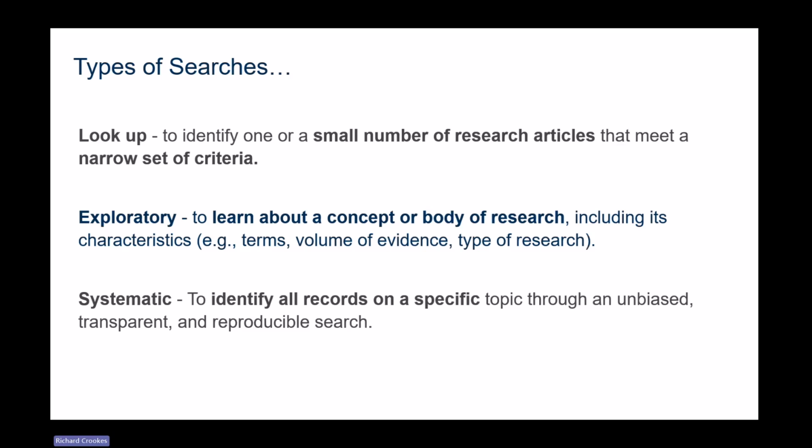It could be more exploratory. So the user wants to learn about a concept or body of research, including its characteristics. So the terms, the volume of evidence, type of research. So it could also be a general scoping search as well. And then it could be more systematic, which is kind of where we focus on today, to identify all records, or you might say a majority of records on a specific topic through an unbiased, transparent, and reproducible search. Okay, so it could be at that level, which we're going to look at today.